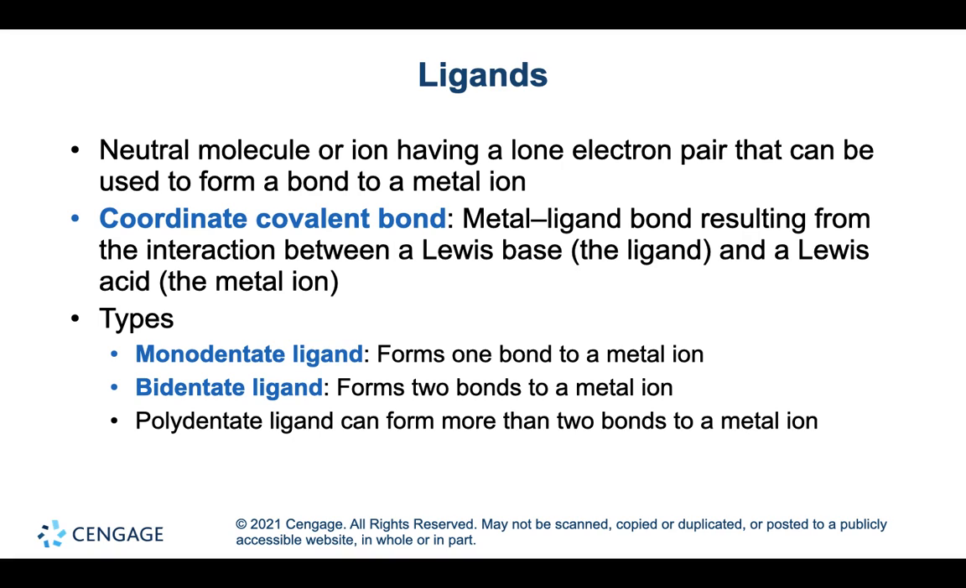If it forms two, it's a bidentate ligand. And you can even have ligands that can form more than two. Once you go above two, we call it polydentate. Dentate actually comes from the idea of teeth, and how the ligand can kind of clamp onto the cation with one set of teeth or two sets of teeth or whatever.